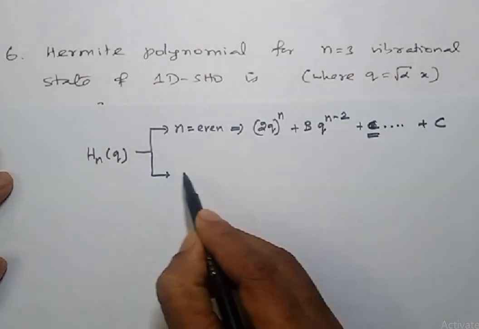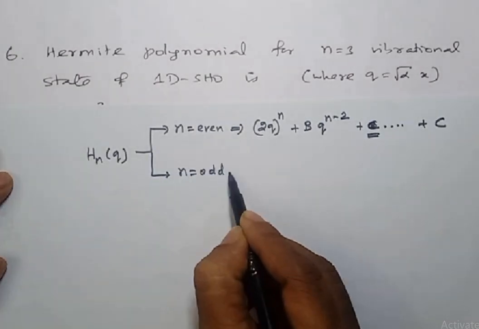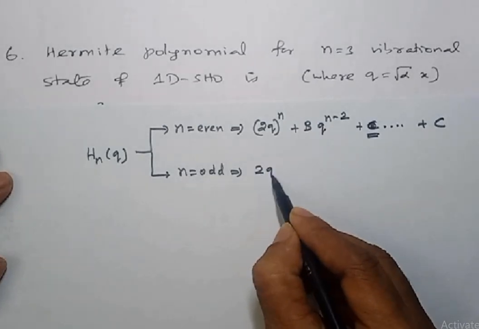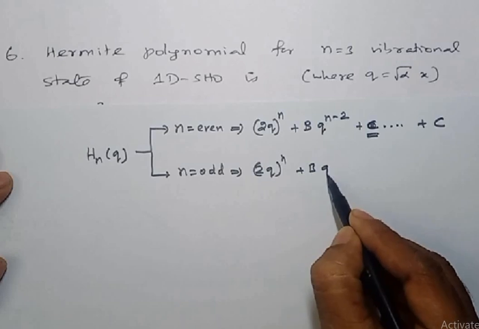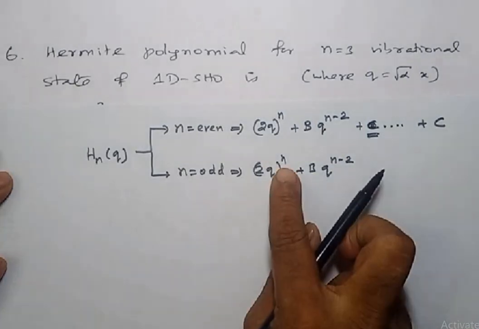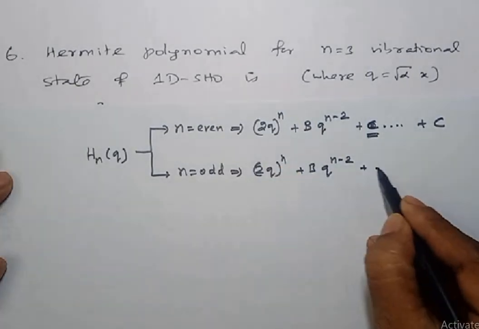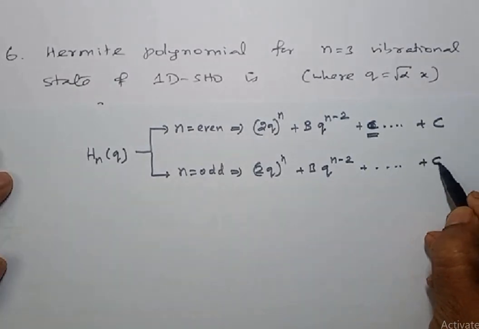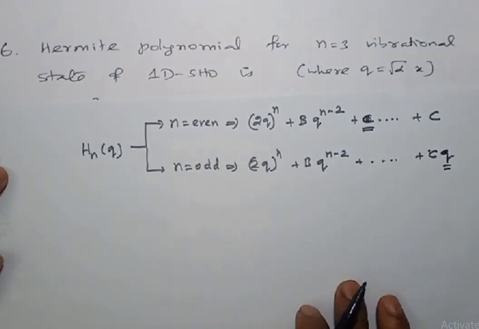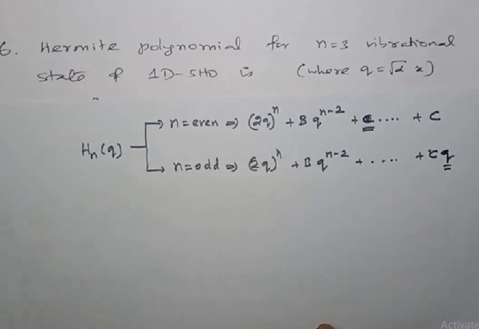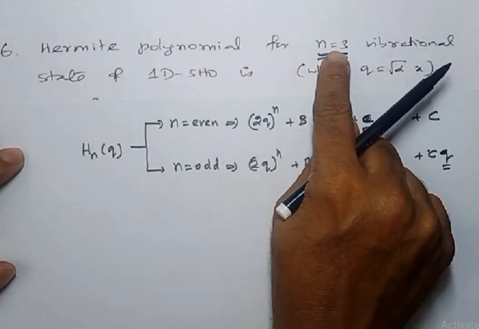Whereas if n is odd, the first term is 2q power n as usual. The second term is b into q power n minus 2, where n is odd now. The final term is some constant into q. The final term is not a constant. It will end up with q if n is odd. Is this clear to all? So, in the given problem, n is given as 3.